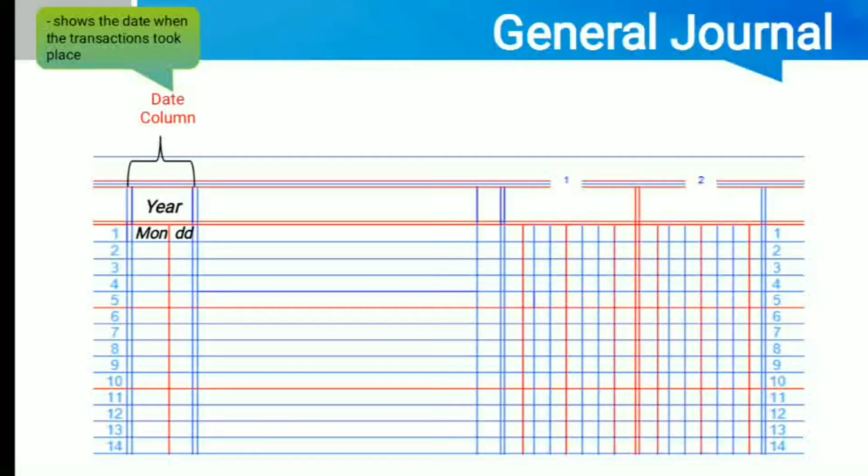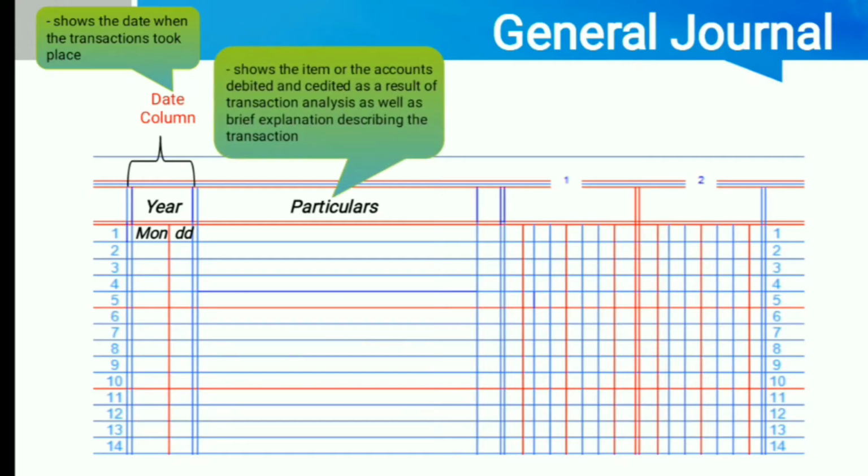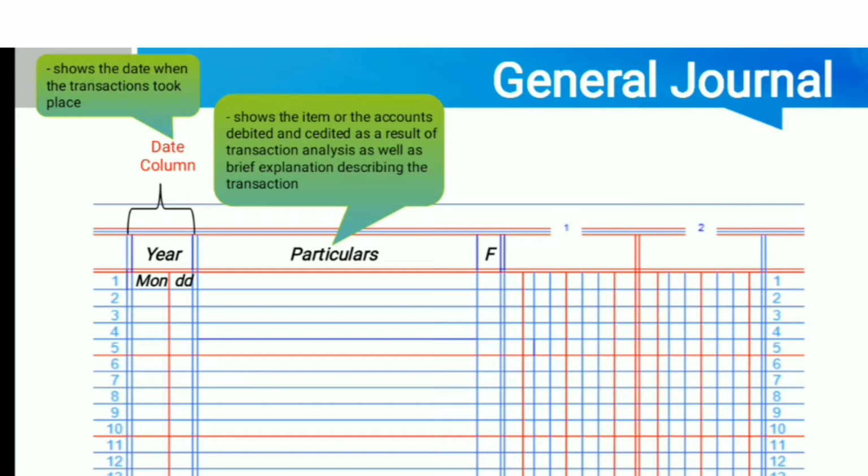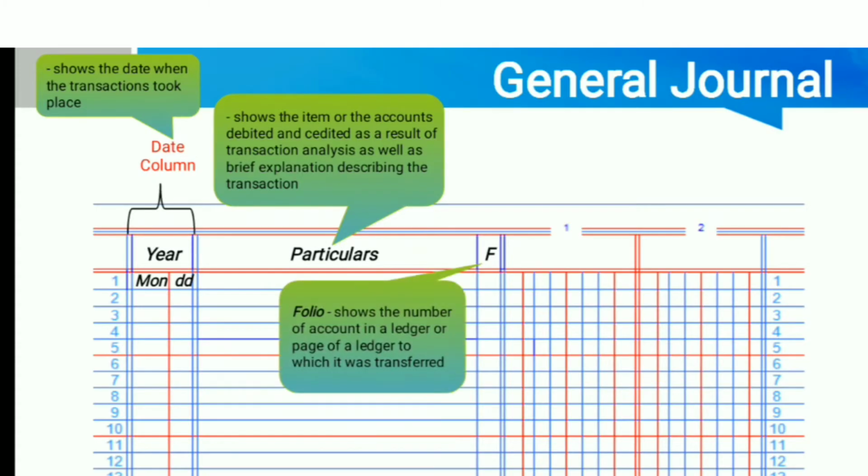The next column, which is also the largest one, is for particulars. This column shows the items or the accounts debited and credited as a result of transaction analysis. And it also shows the brief explanation that describes the transaction. The next column is for the folio. So that's why we have the letter F. F stands for folio. The word folio is actually a Latin word which means page. The folio column shows the number of the account in a ledger, or the page of a ledger, to which it was transferred. This is actually used when doing the posting, which is the second step in the accounting cycle. We will be discussing the folio as we go on to the posting.